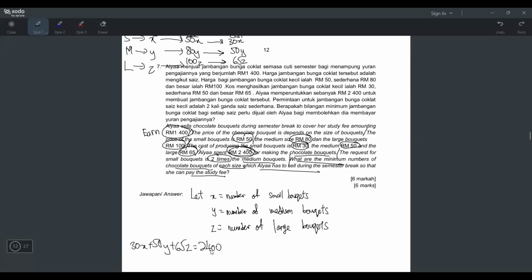But there will be three equations I need to write. Now I already wrote one equation. So let's keep reading. What else? The request for small bouquet is 2 times the number of medium bouquet.